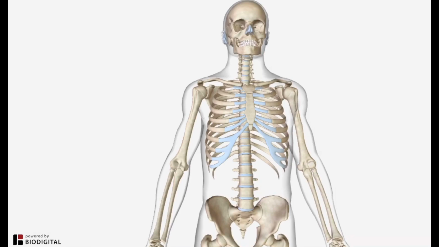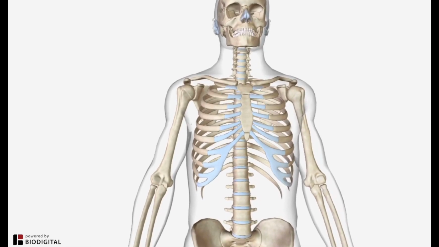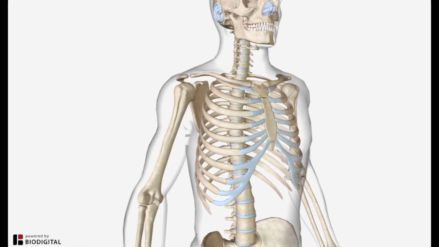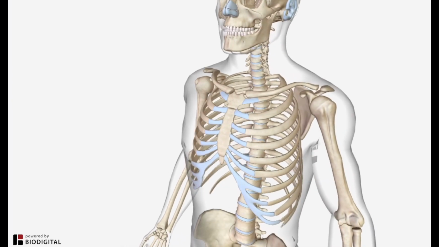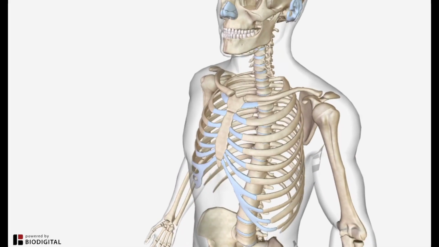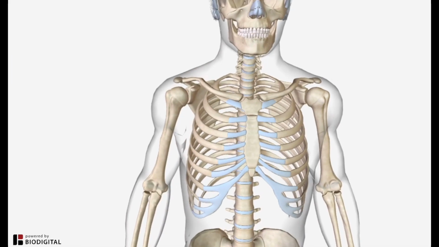Today's topic, bones and joints of the thorax. Overview. The bones of the thorax form the major part of the thoracic cage, and it provides support and protection to the internal organs such as heart and lungs that are present within the thoracic cavity.